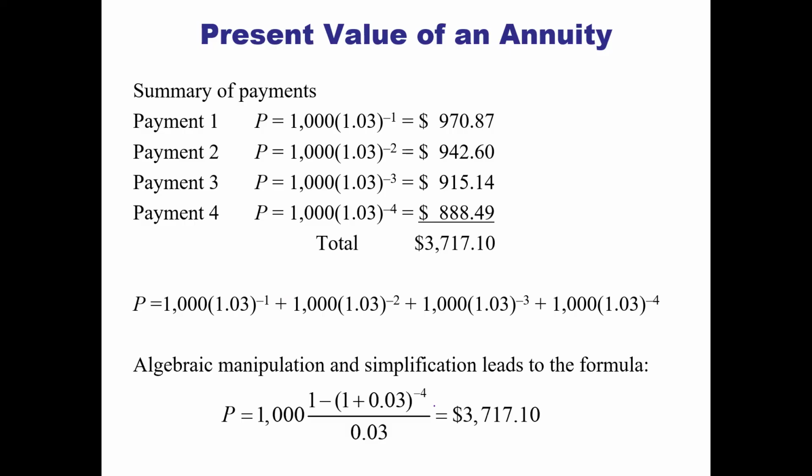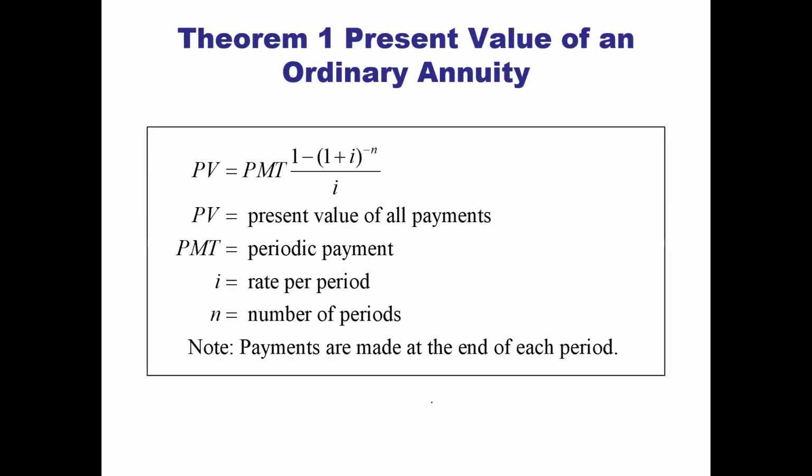And so we get the nice formula for an annuity: the present value is equal to the payment times 1 minus the quantity 1 plus i to the negative n, all over i. And so these are what we have. And the key here is i is the rate per period, and n is the number of periods. Everything else is pretty self-explanatory. All right, let's stop there and we'll come back for some more.